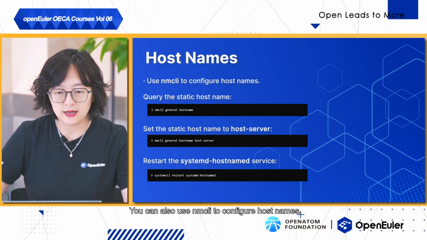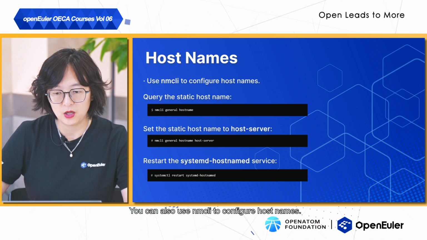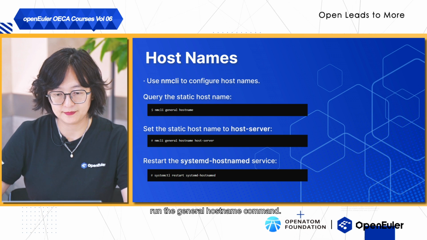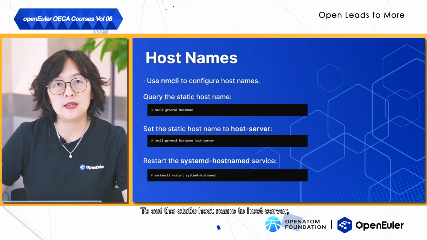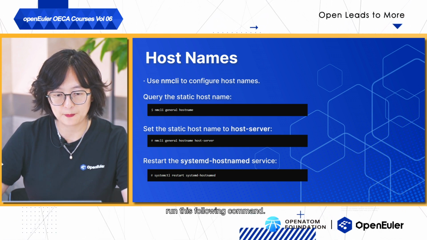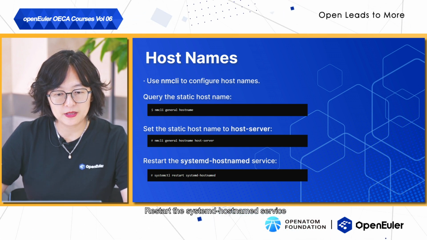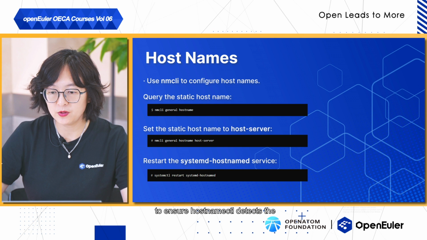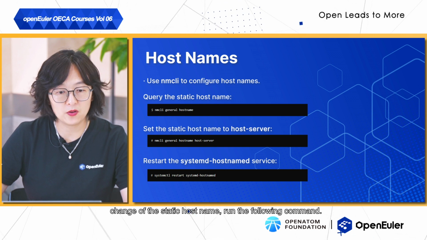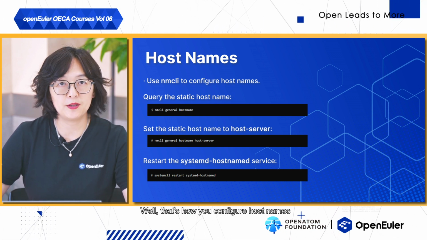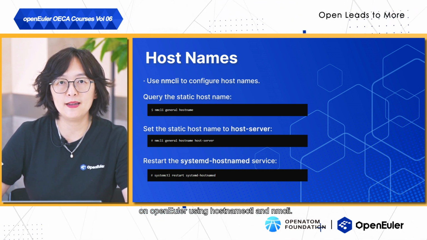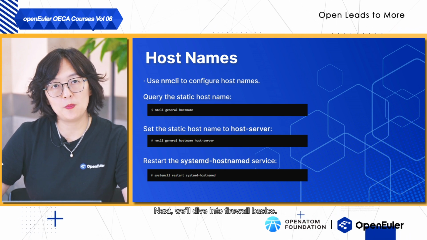You can also use nmcli to configure host names. To query the static host name, run the general hostname command. To set the static host name to host-server, run the following command. Restart the systemd-hostnamed service to ensure hostnamectl detects the change of the static host name. Run the following command. Well, that's how you configure host names on openEuler using hostnamectl and nmcli. Next, we will dive into firewall basics.